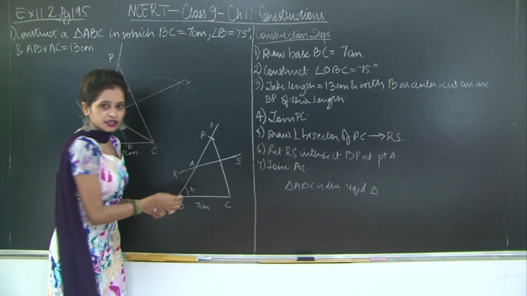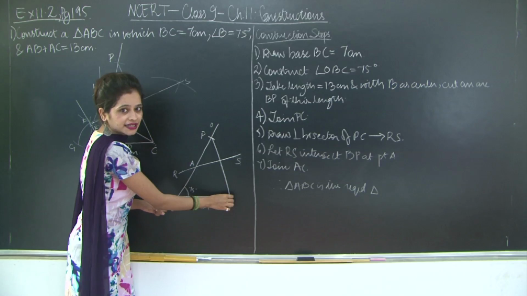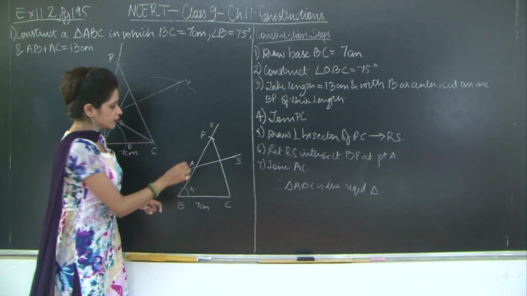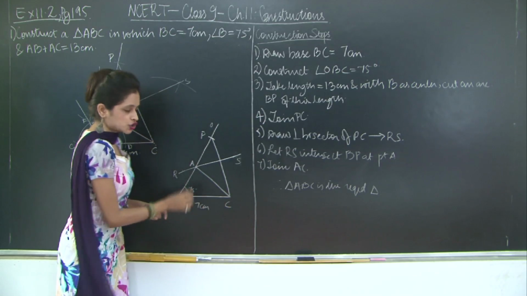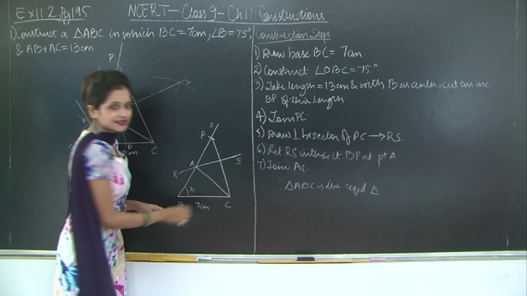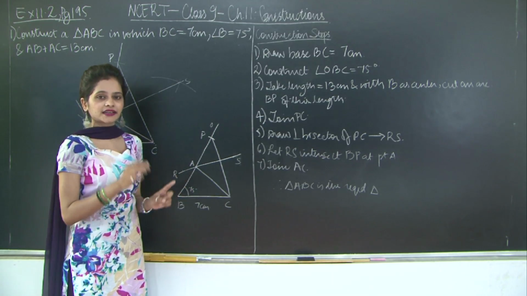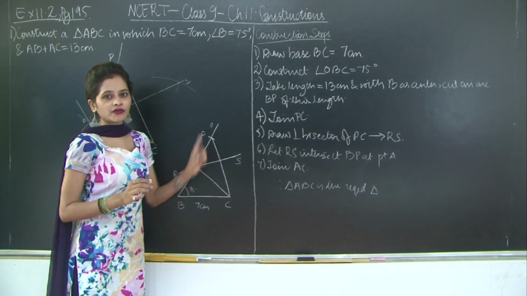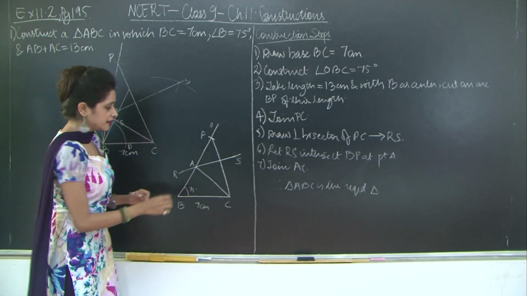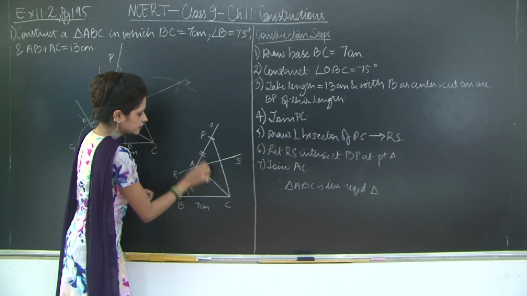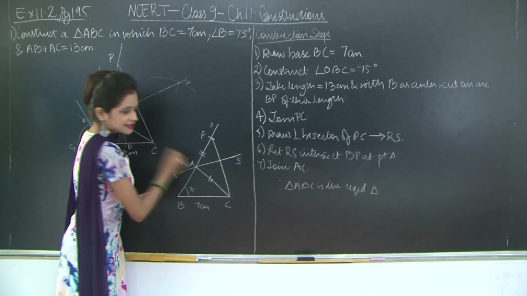So this point A now lies on the perpendicular bisector of PC. Therefore, it is always going to be equidistant from P and from C. So this length AP is equal to AC, because we know that a point that lies on the perpendicular bisector is always equidistant from the endpoints of the given line. Here our line is PC, right? So AP is equal to AC. Therefore, this triangle, if you notice, is an isosceles triangle.